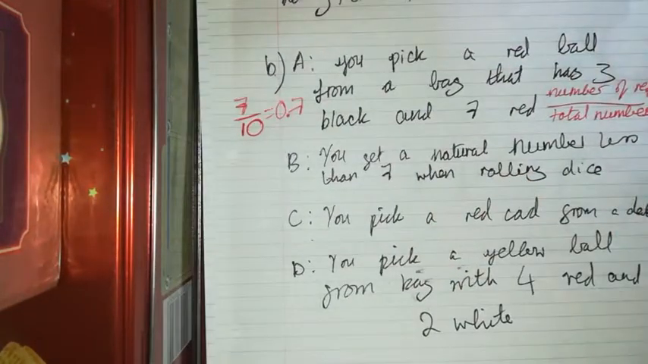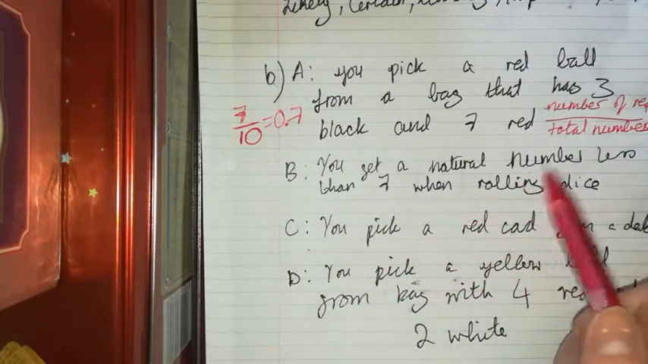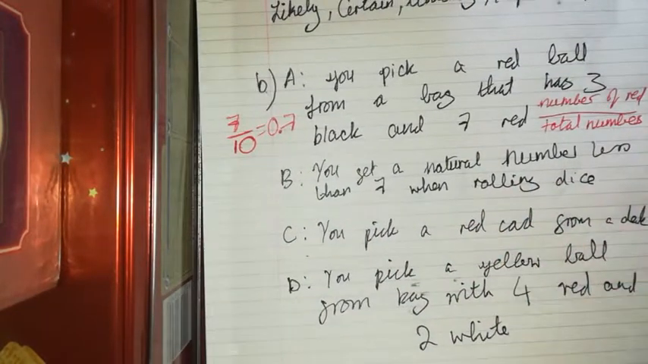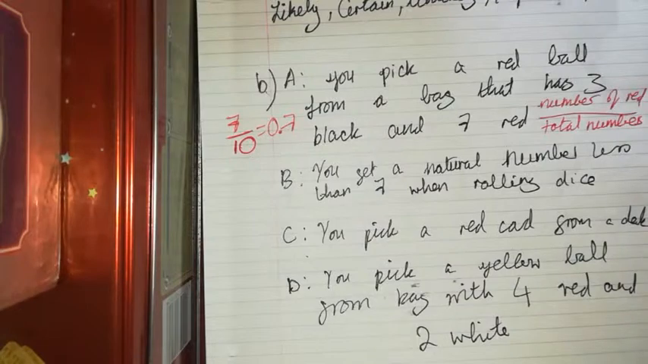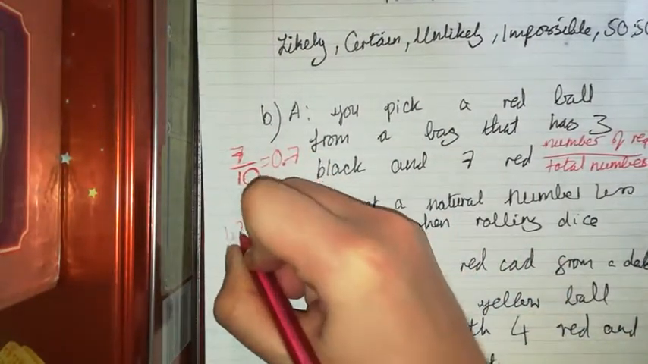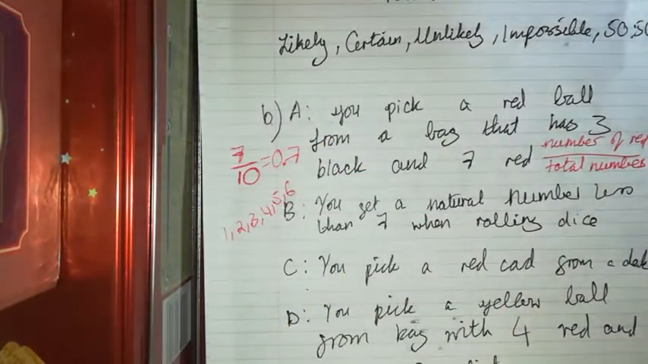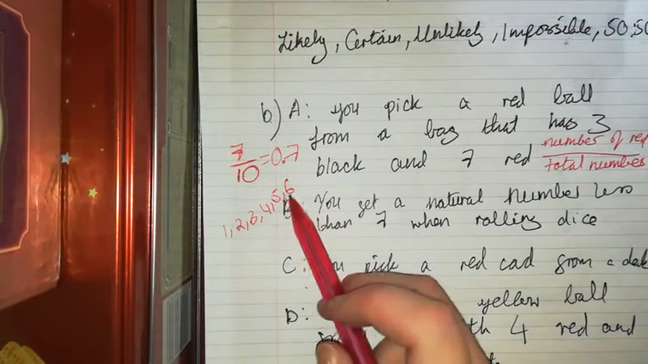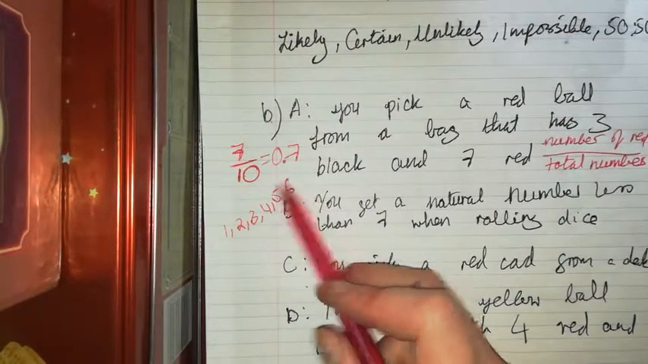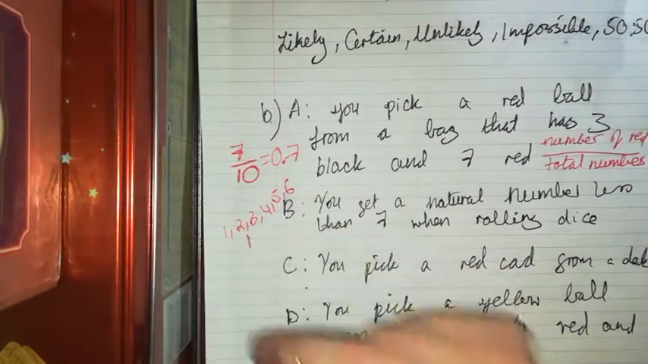Then you get a natural number less than 7 when rolling a dice. The natural numbers are positive whole numbers, and the only numbers on a six-sided die are 1, 2, 3, 4, 5, 6. They're all natural numbers less than 7, so that's certain. That's 100%, or I could say 1, because the scale is going from 0 to 1.